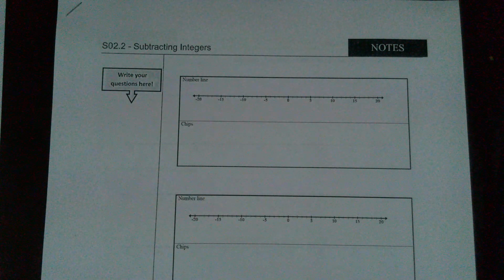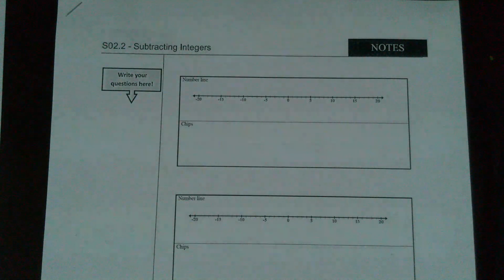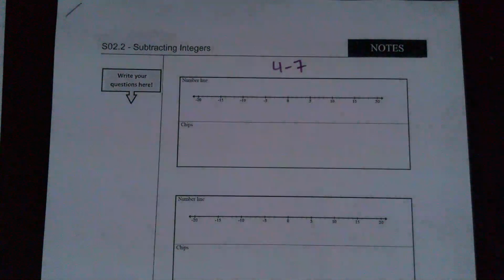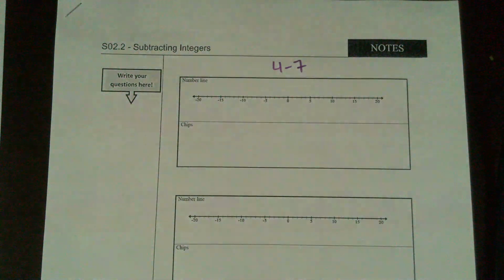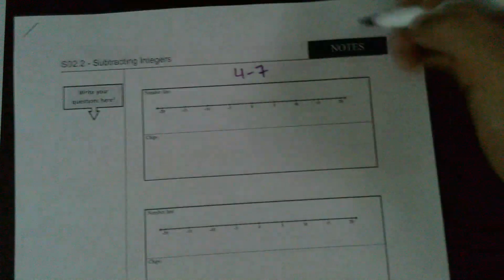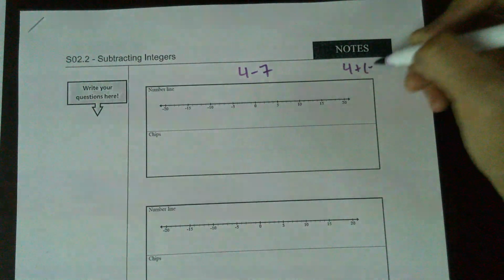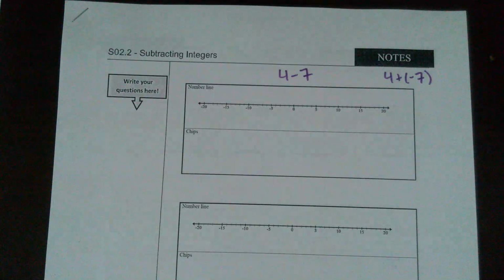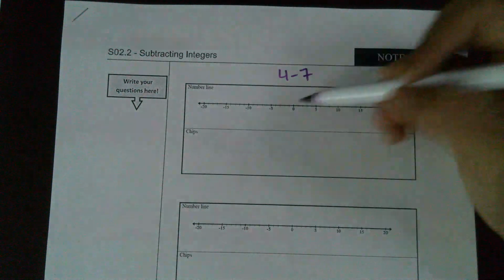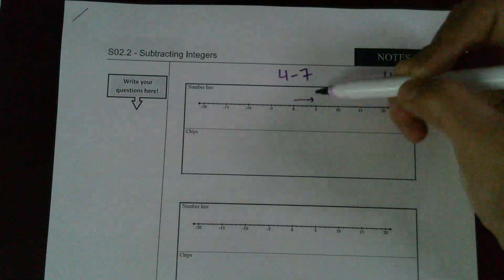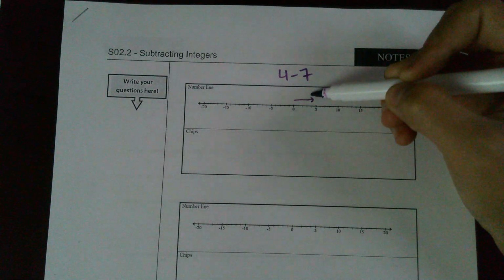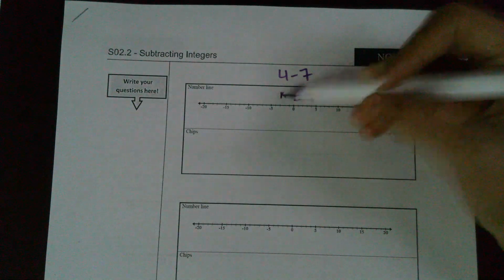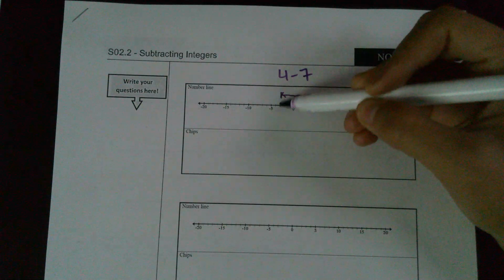Okay, subtracting integers. So for this first example, we have 4 minus 7. In the previous one, when we were adding integers, you would have seen 4 plus negative 7. So we're going to see today that they're very similar. We have our number line again, right? We start at 0, we go to 4, and then we minus 7. So we go 1, 2, 3, 4, 5, 6, 7. And we end right here at negative 3.